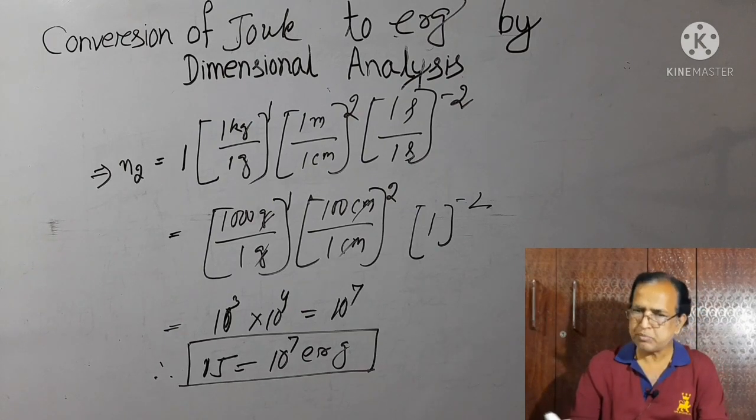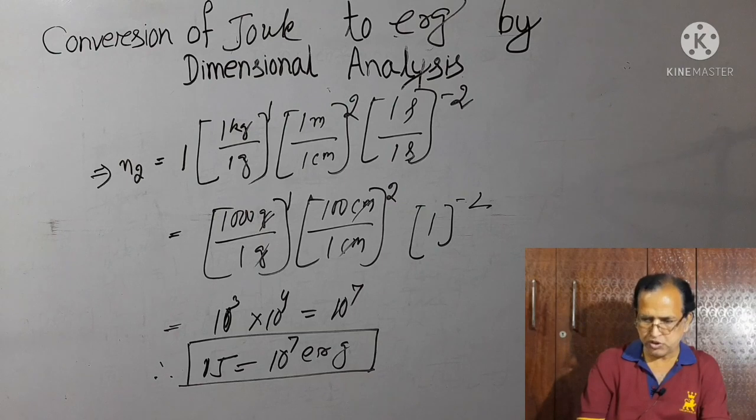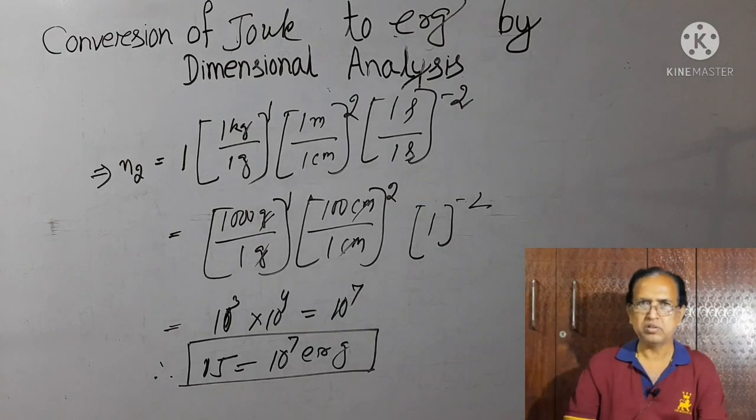So the relation between Newton and dyne is 1 Newton is equal to 10 to the power 5 dyne, and 1 joule is equal to 10 to the power 7 erg. That is all. Thank you.